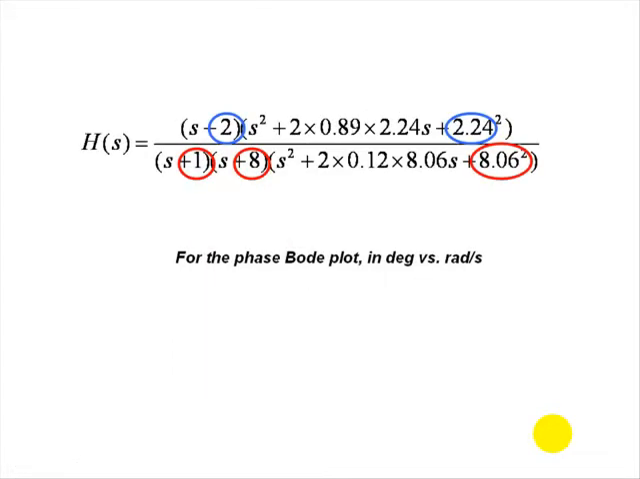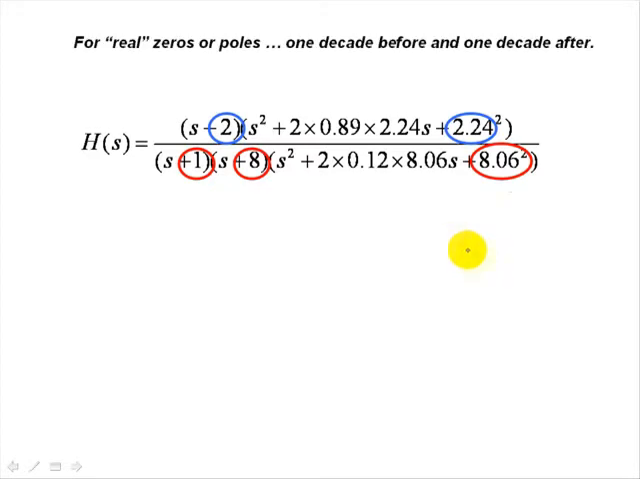Now we proceed with the phase diagram, the phase Bode plot in degrees versus radians per second. Each simple pole and each simple zero generates 2 knee points, 1 decade before and 1 decade after. For the simple pole at 1, the knees are at 0.1 and at 10. For the simple 0 at 2, the knees are at 0.2 and 20. For the simple pole at 8, the knees are at 0.8 and 80.